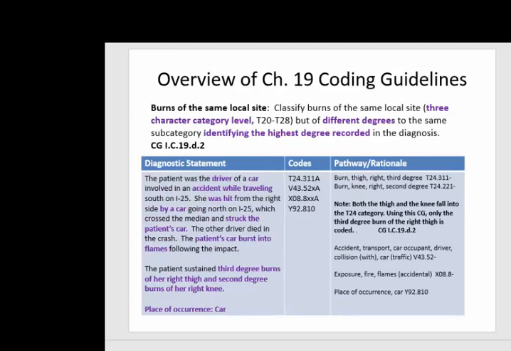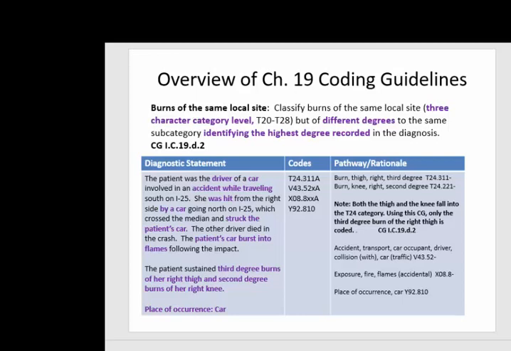Whenever we have a burn of the same local site, meaning burns that would fall under the same 3-character category code, but within that 3-character category there are different degrees of burn, some are third, some are second, maybe some are first, you're only going to record the highest degree.